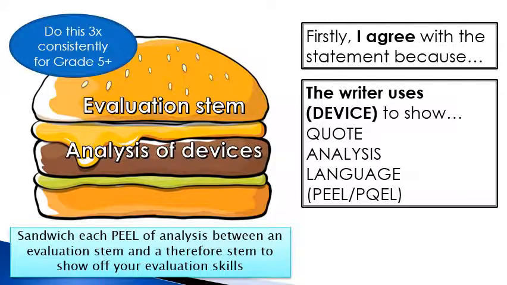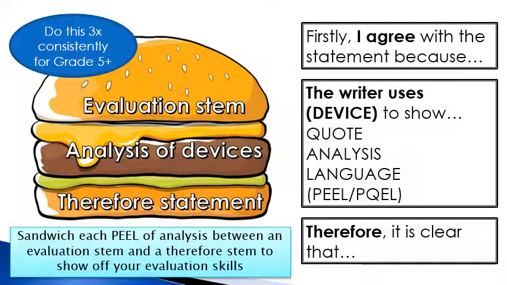Then I've got my normal peel. The writer uses device, quote, analysis, language, same as normal, my peel structure. And then I use a therefore, it is clear that, and I'm going to use those keywords to steer myself back to the evaluation and show whether I agree or disagree. So if you do that consistently, that's going to get you at least a 5+.